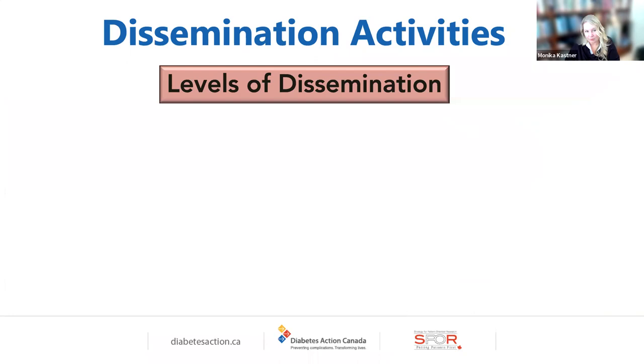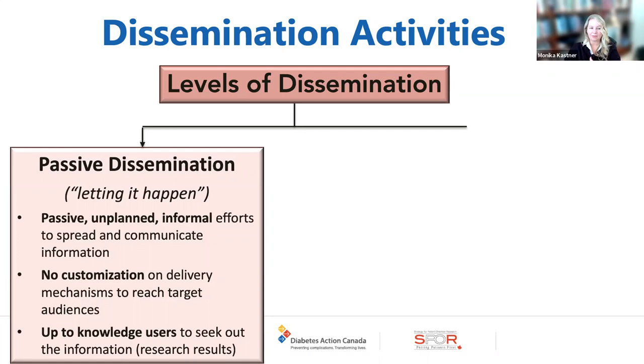So there's different levels of dissemination that I just wanted to make sure that I show you the distinction between the two. The first is what we call passive dissemination. And we often talk about this as letting things happen. So this is largely this passive, unplanned, informal effort to spread and communicate information. There's really no customization here on the delivery mechanisms to reach your target audience. And it's really up to the knowledge user to seek out the information. So if they don't know about it, they may not be aware of what's really out there.